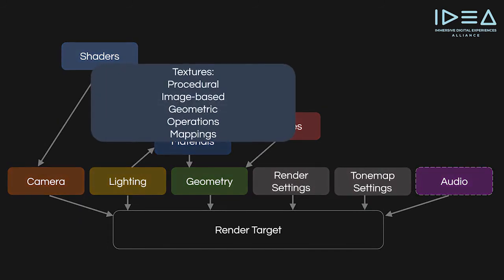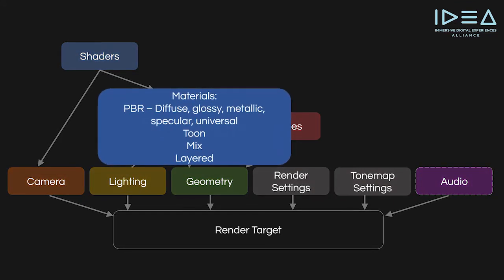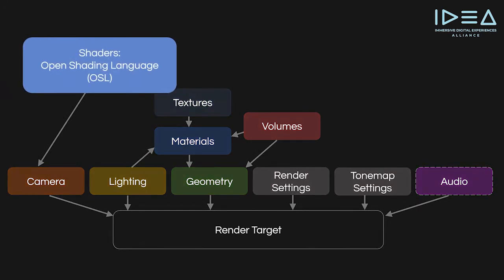Procedural image-based and geometric textures, with operations or mappings, can be applied to physically based or non-physically based materials, including diffuse, glossy, metallic, specular, or toon materials. In the next version, materials will also have the ability to be mixed together or layered on top of one another. And with this, you can create a lot of cool different types of effects on geometry with these materials. Shaders defined with the Open Shading Language can also be applied to textures or cameras.